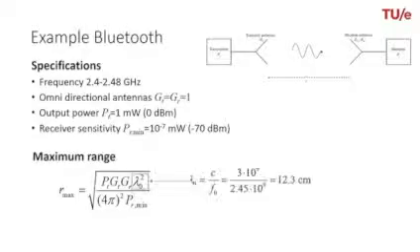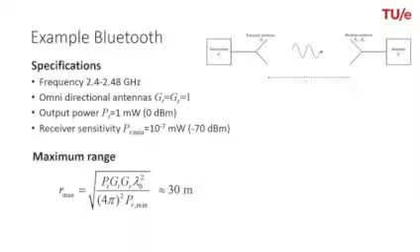Now, using these specifications in the radio equation, we can derive the maximum range in case of Bluetooth, and we have to use the wavelength in free space, which can be calculated in this way. So it's 12.3 centimeters. Substituting that in this equation with all the other parameters, we get a maximum range of 30 meters. Now, 30 meters is in case of an ideal propagation channel without any obstructions. In practice, you can imagine that a range of 10 meters makes sense in case of Bluetooth.